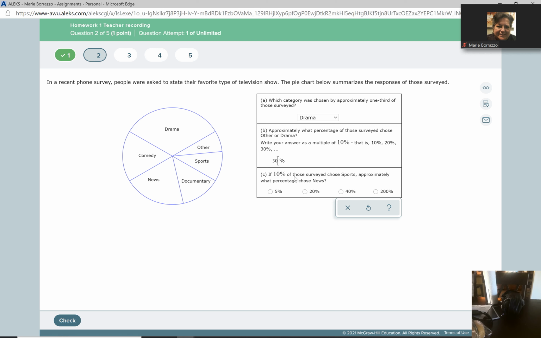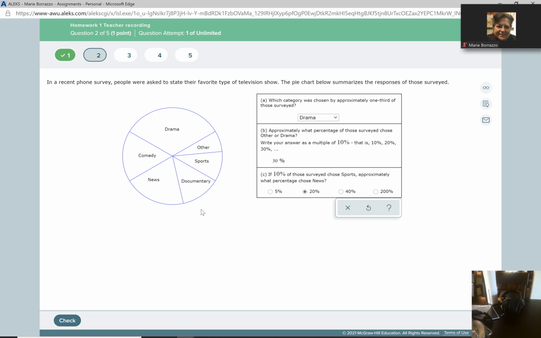If sports is 10%, approximately what percent chose news? I'm looking at the sports. Look at the segment from here to here. That's supposed to represent 10%. I'm going to go with 20% for news, because if I broke this in half, I'm thinking that's 20%.